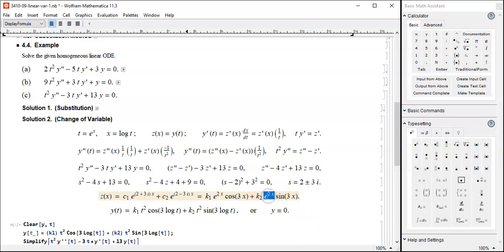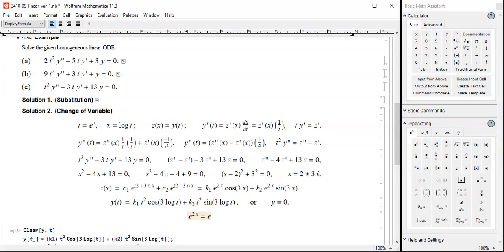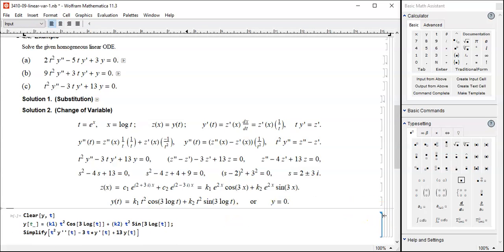How about exponential? We saw those before. E to the 2x can be written as e to the x to the second power. So this is t to the second power. So the exponential part will become the power part. And then the sine cosine part, you're going to get coefficient times log. You can check those from the change of variable method.